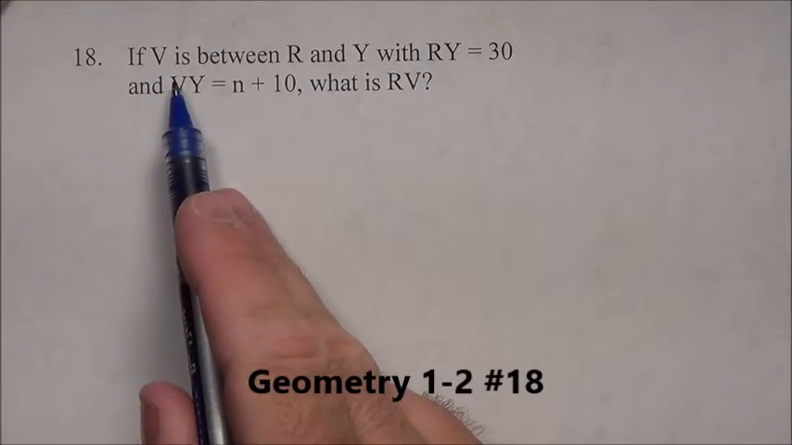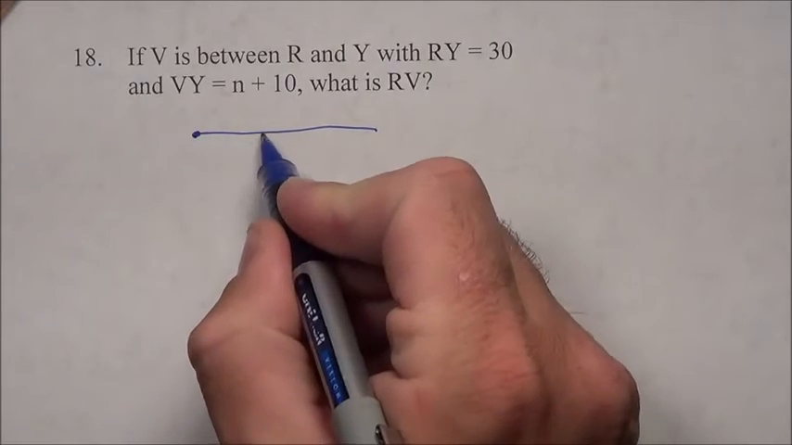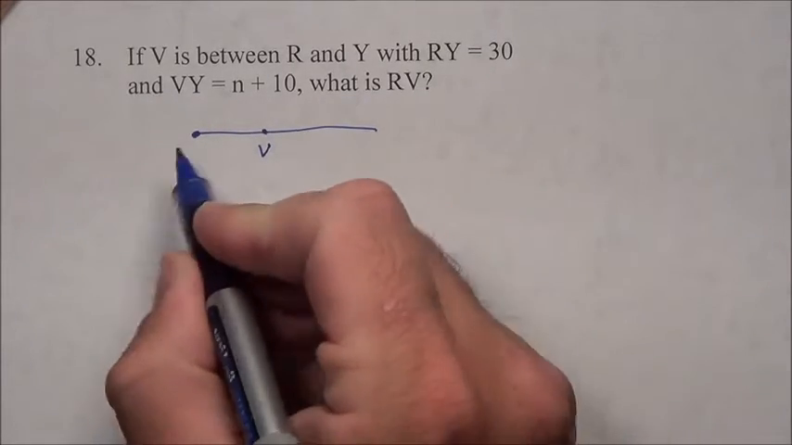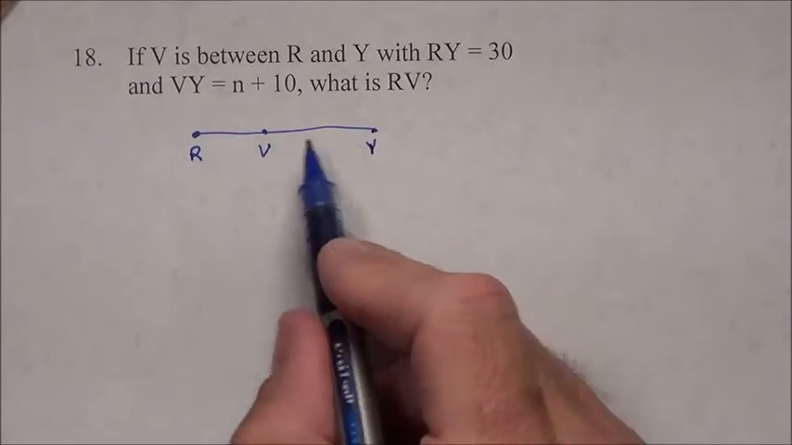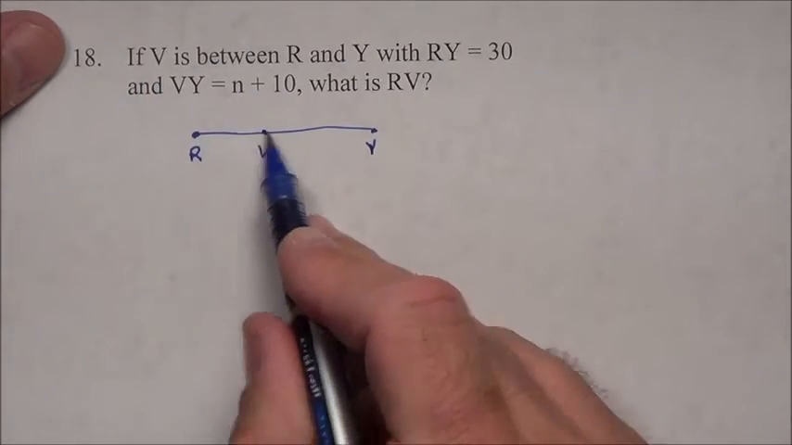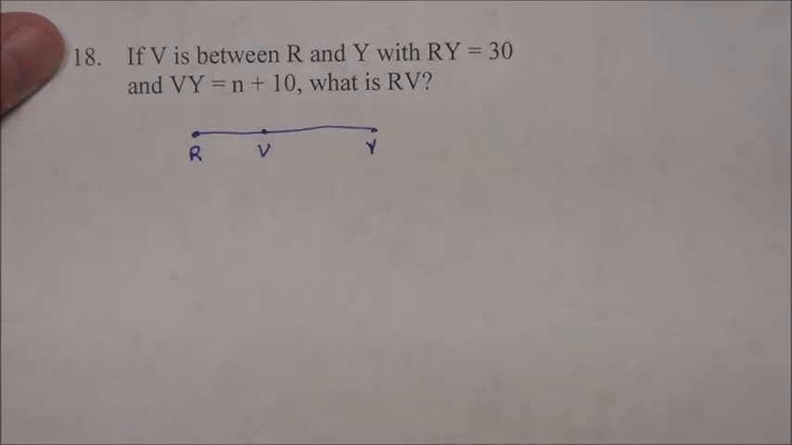Problem 18. It says if V is between R and Y. First thing I'm going to do is say, hey, there's this V that is in between this line segment, or between the points R and Y. So you have line segment RY with V between the R and the Y.